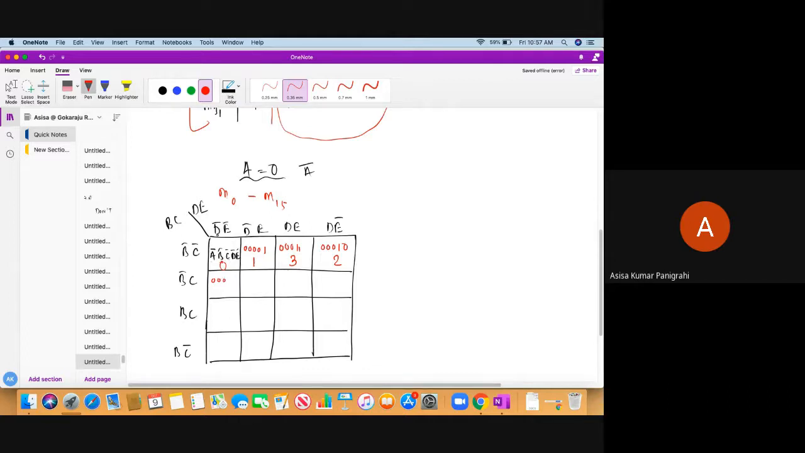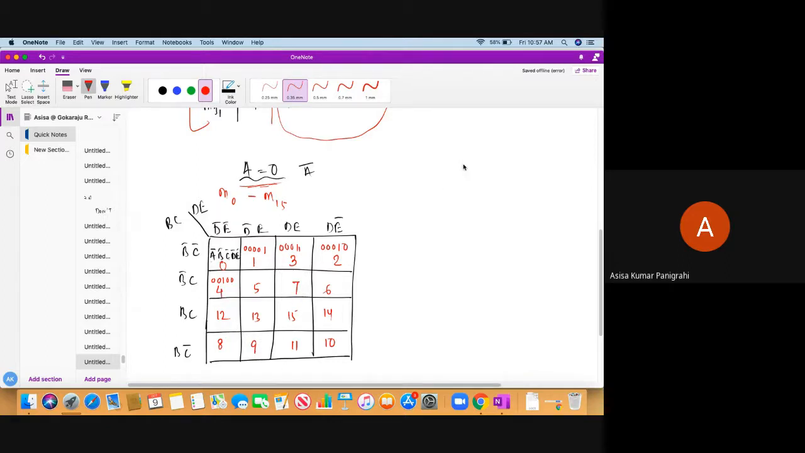Sorry, this is 3, 4. 4 will be mine: 0, 0, 1, 0, 0, like this. So this is M4, M5, M6, M7, M8, M9, M10, M11, M12, M13, M14, M15. Okay, why? Because all these have A is 0. A is 0 means A bar. So we'll have these positions with B, C, D, E minterms.